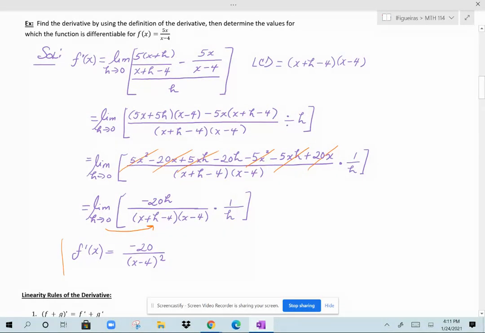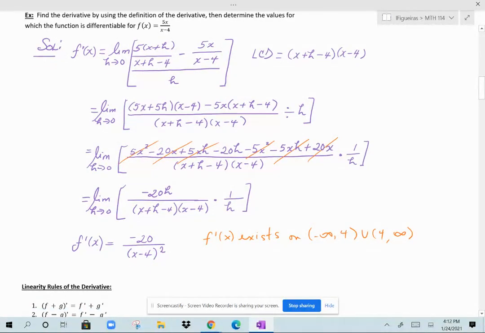Now, where does the derivative exist for this function? So f prime of x exists for all real numbers except at 4. Because if x is 4, I would be dividing by 0, which is the same place that your function does not exist. So f prime of x exists on the interval from negative infinity to 4, and then again from 4 to infinity.